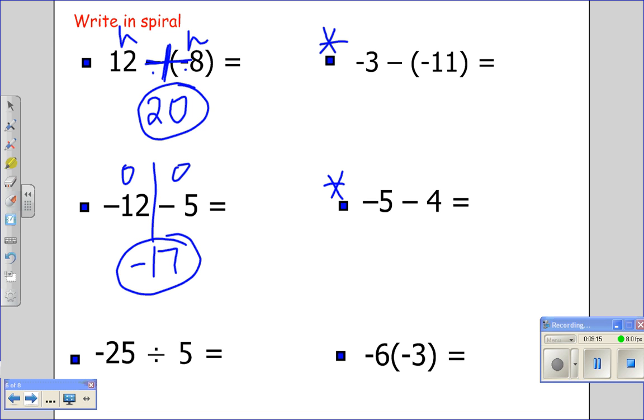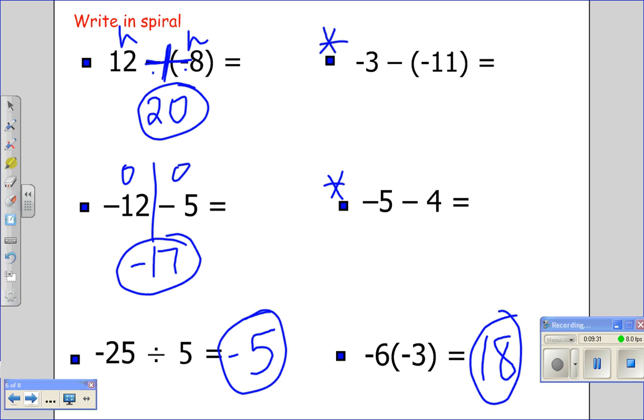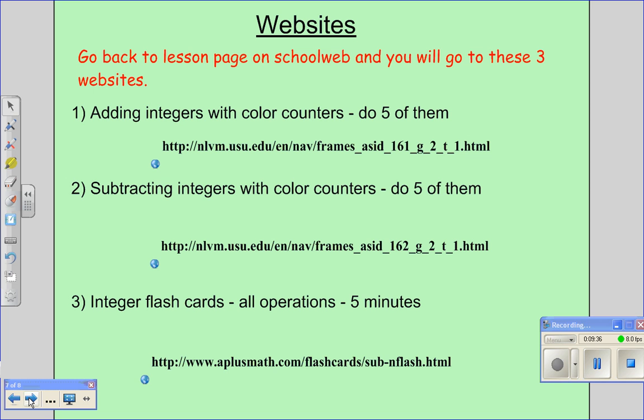All right. Now we're going to do multiplication and division real quick. You can see that if it says to divide, we're going to divide. The signs are different, so it's a negative answer. Here we're going to multiply because it says to multiply, but the signs are the same, so it's a positive answer. And then the last thing is you're going to go back to the school website, and you're going to go to these 3 websites here in order to practice your integers. And then when you're done, we will talk about what you learned the next day in class.